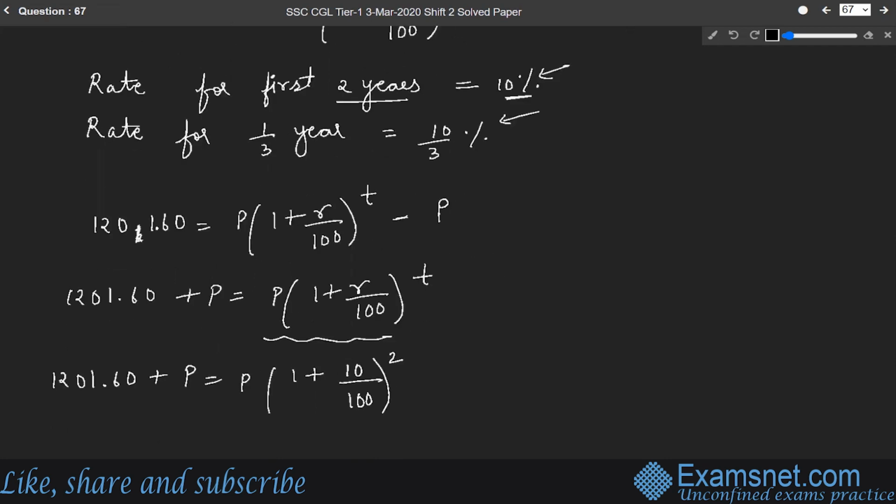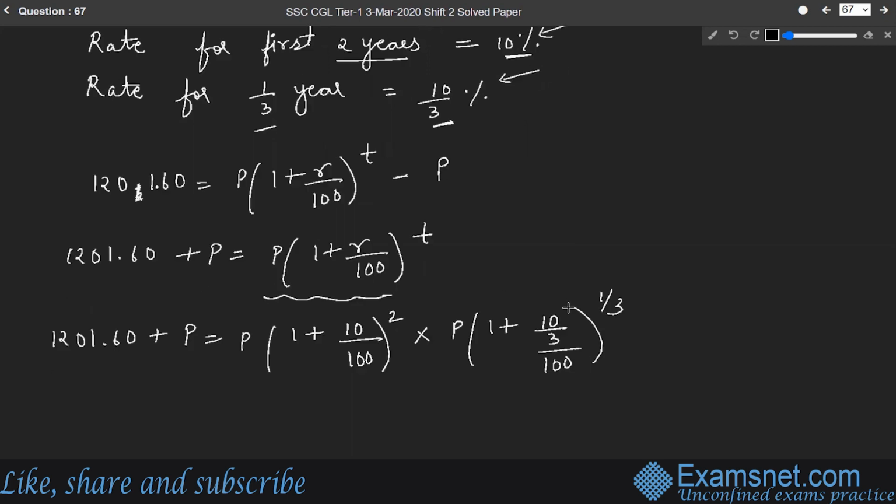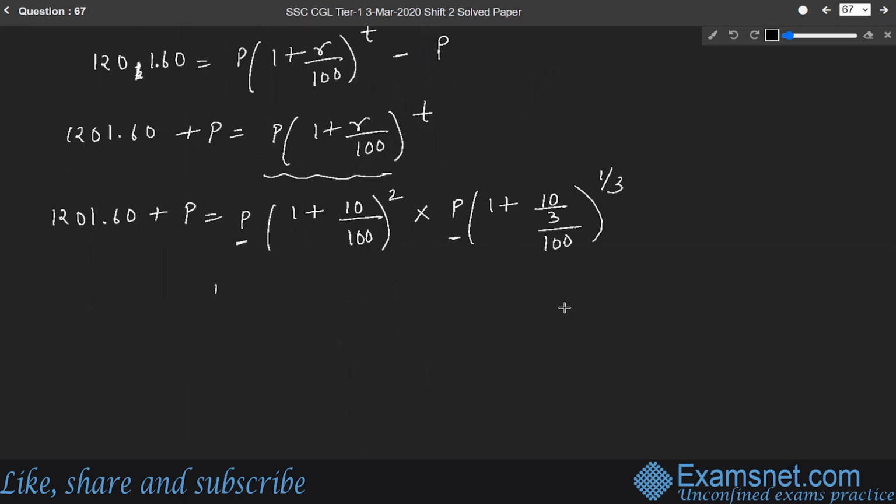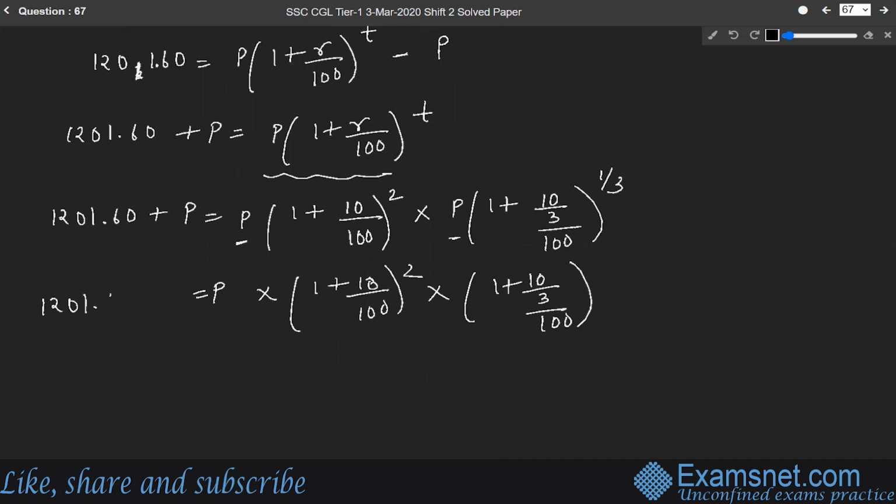Again, multiplied by 1 plus, again, now we have to take the rate 10/3 for 1/3 of the year, right? We have to take the rate 10/3 for 1/3 of the year. So 10/3 divided by 100 for 1/3. Okay. So now you can see that P is common here. So P will be taken common. And what will be the remaining terms? 1 plus 10/100 square multiplied by 1 plus 10/3 divided by 100. Okay. And the left hand side is 1201.60 plus P. This is the left hand side.